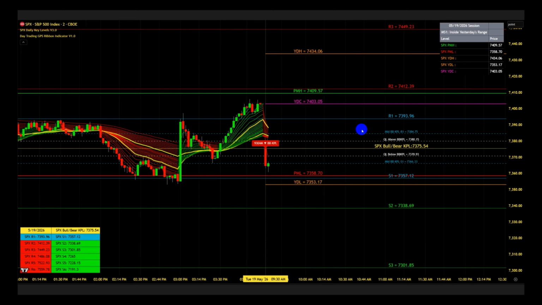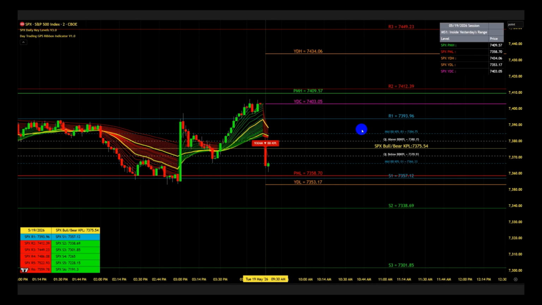R1 through R6 resistance, S1 through S6 support, the bull bear key price level, the bull bear line for the current session that defines directional control, YDH, YDL, and YDC levels, the previous day's SPX regular trading session high, low, and close, PML and PMH, the SPX pre-market low and pre-market high.